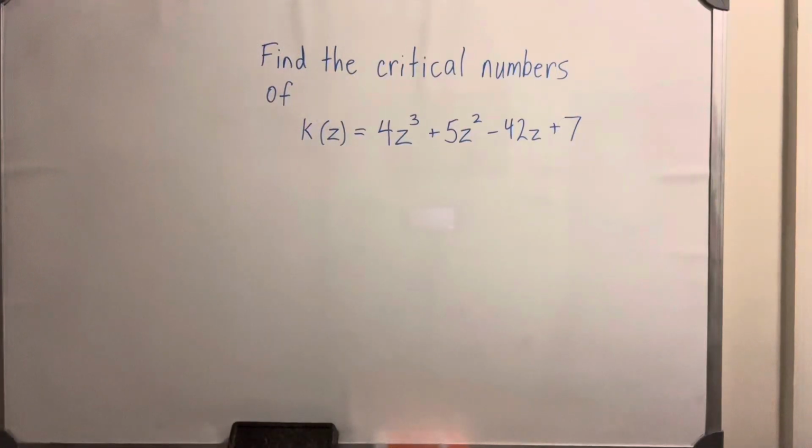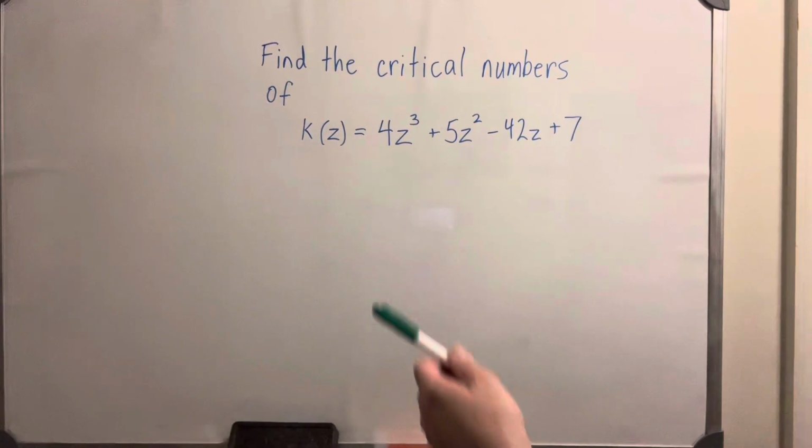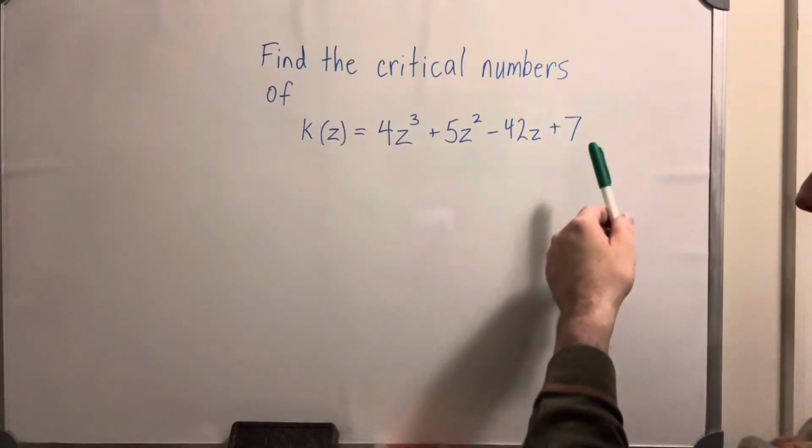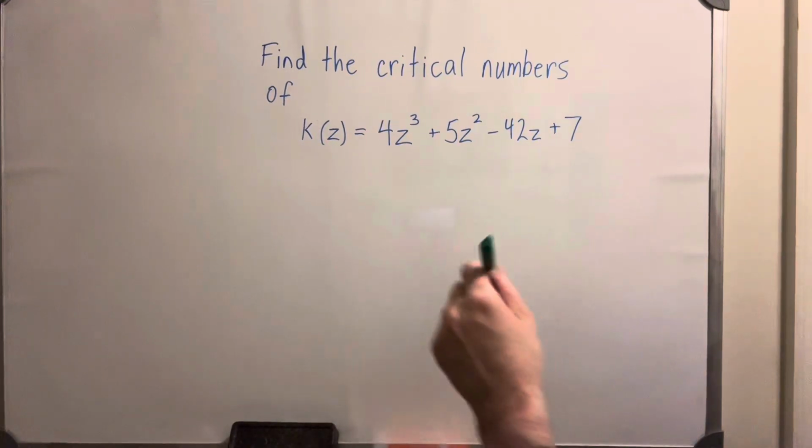This problem says find the critical numbers of k of z equals 4z cubed plus 5z squared minus 42z plus 7. Okay. If you rush into this problem, you might think to yourself, oh, critical numbers, I've got to find the zeros of this function. But no. What do you want to find the zeros of? You want to find the zeros of k prime of z, which means you've got to take the derivative and then look for the roots of that.